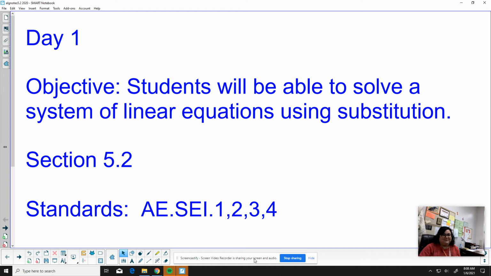Good morning. We're going to do section 5.2 real quick over solving systems with substitution. So here we go.